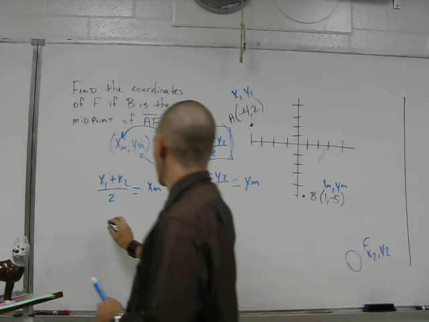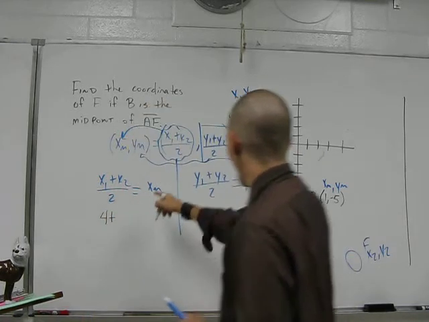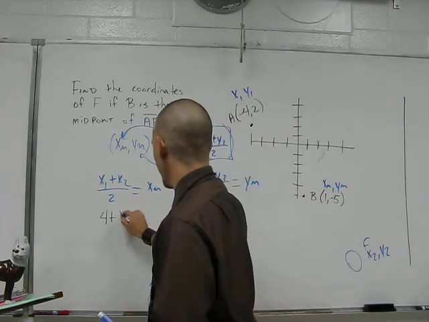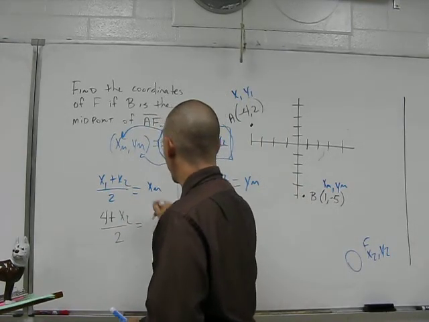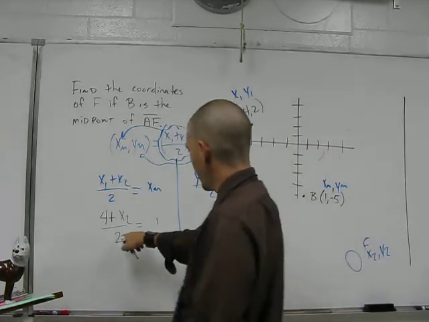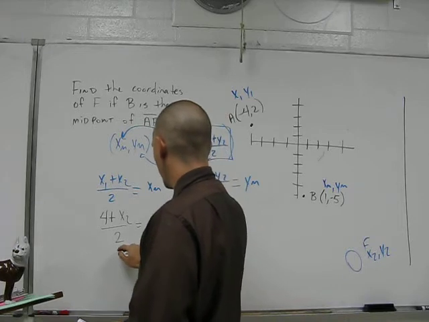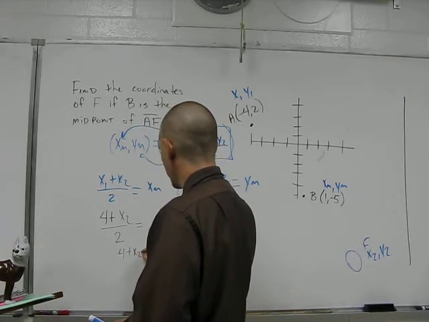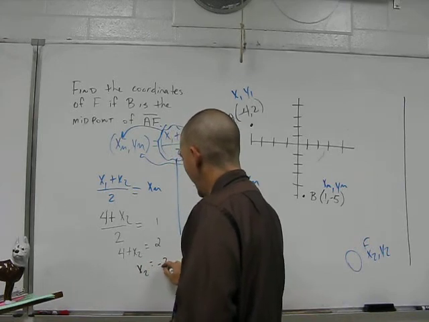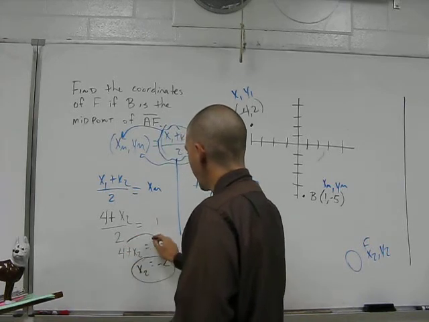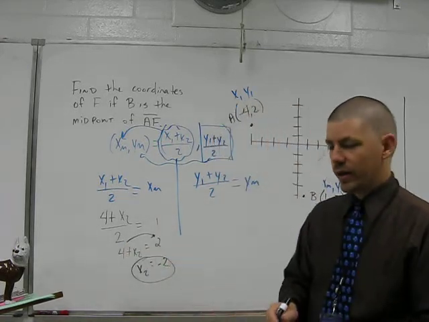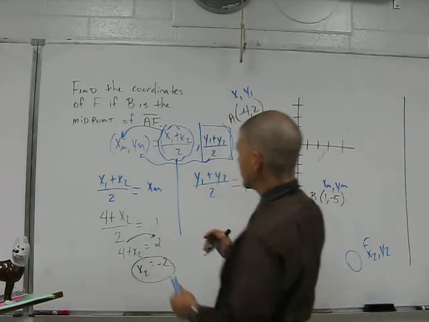So X1 is going to be 4 plus X2. I don't know what X2 is. I'm looking for it. That's why I put a variable there. So 4 plus X2 over 2 is equal to XM. I know it, 1. Since I know it, I'm going to multiply by 2 because that's the way you work algebra. 4 plus X2 is equal to 2 times 1, which is 2. X2 winds up being a negative 2 because 2 minus 4 winds up being a negative 2. Good. So that is my X2.